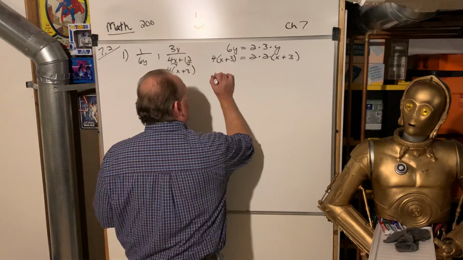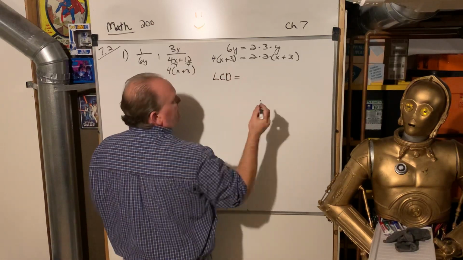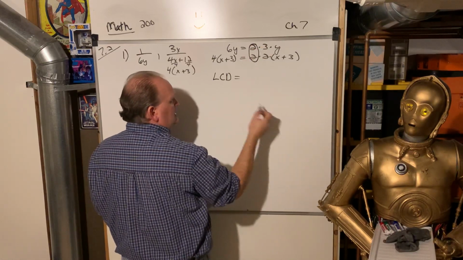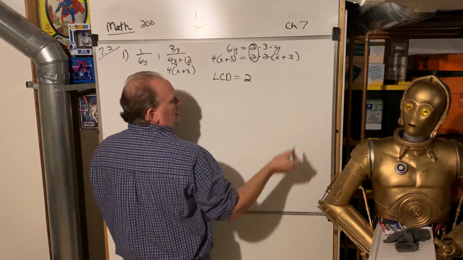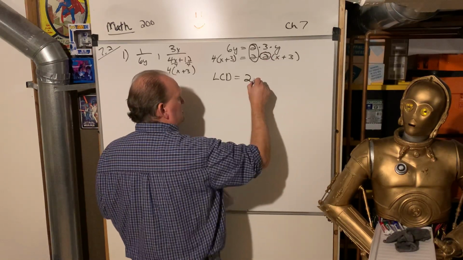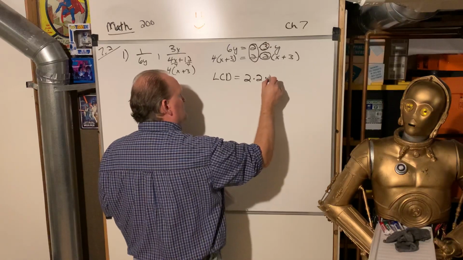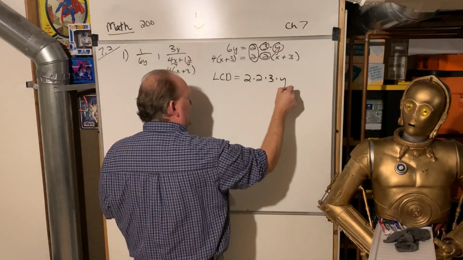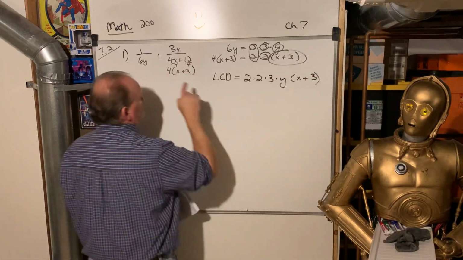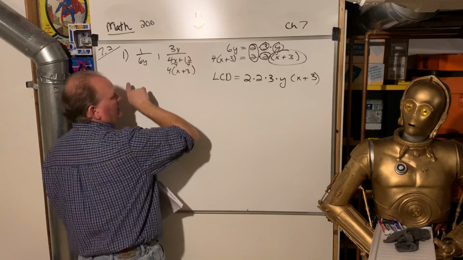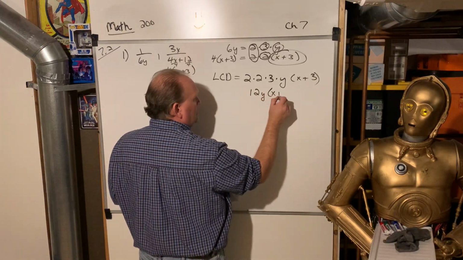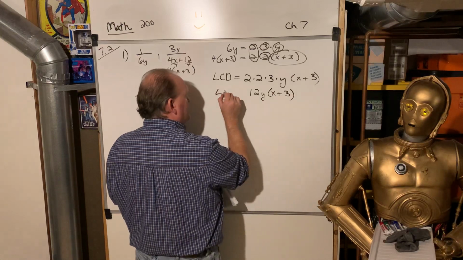And now the LCD, what we're after, first you take anything they have in common. They both have a 2, so that's common. So write that down. Nothing else matches anywhere, so then you take all the rest of it. So you take this one times 2, you take that one times 3, you take that one times y, and you take the binomial times x plus 3. And so the lowest common denominator between 4x plus 12 and 6y is 12y times quantity x plus 3. That is the LCD.